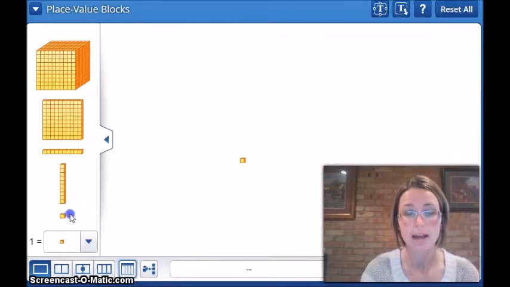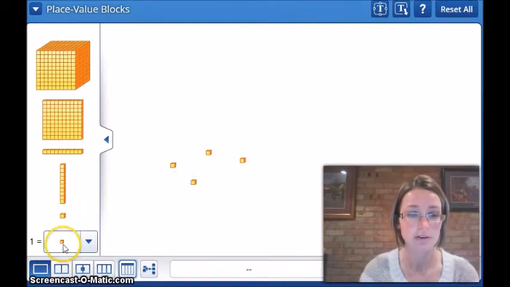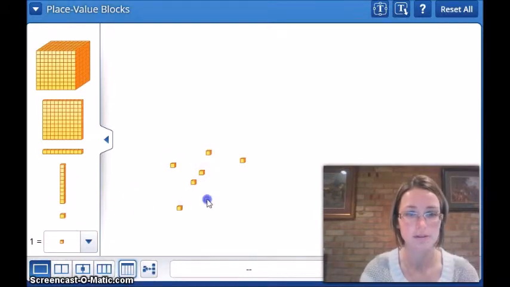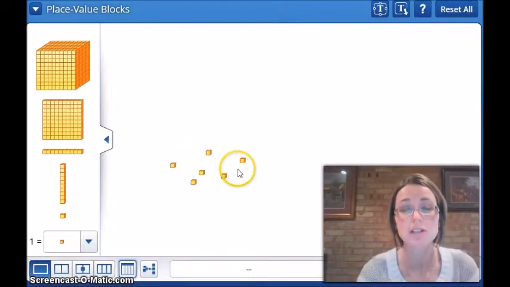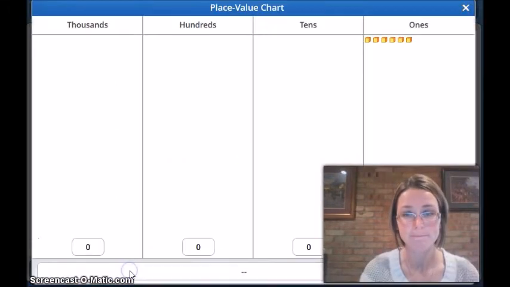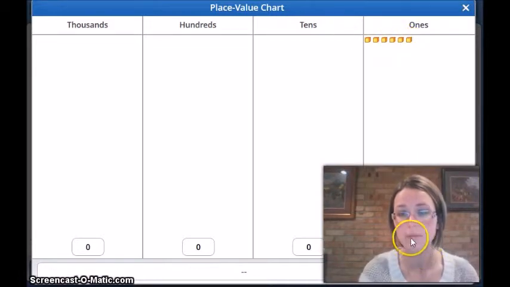So let's say we have 6 of something. So let's add 6. You could also go over here and add the number 6, but sometimes it's just fun to click and drag them too. So we have 1, 2, 3, 4, 5, 6. We have 6 unit cubes. So let's go back to our place value chart. And there they are, all 6 of them. And again, if you look down at the bottom, it'll tell you how many cubes are in the ones place value, and that there's 6.